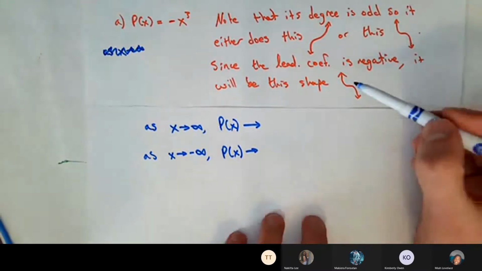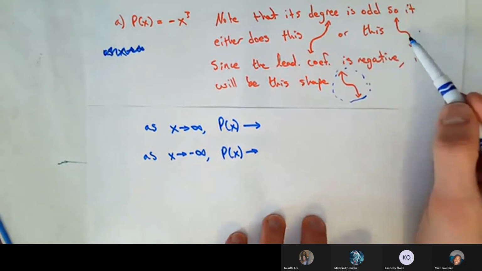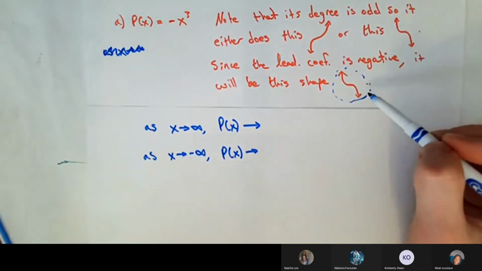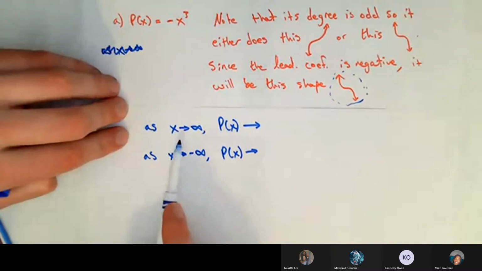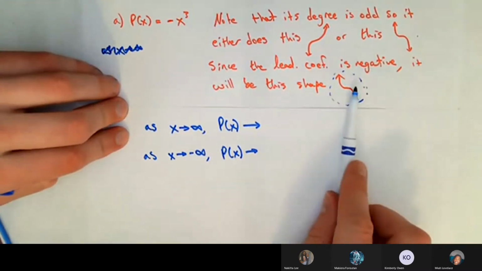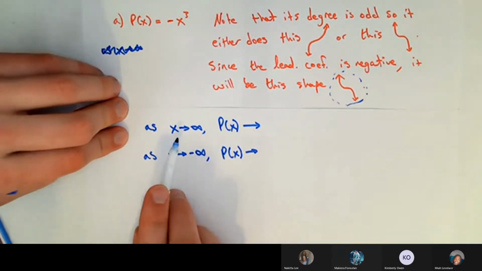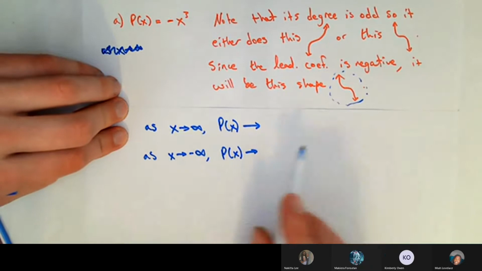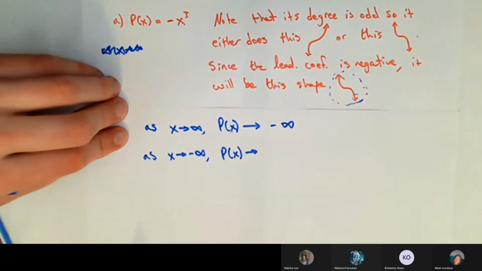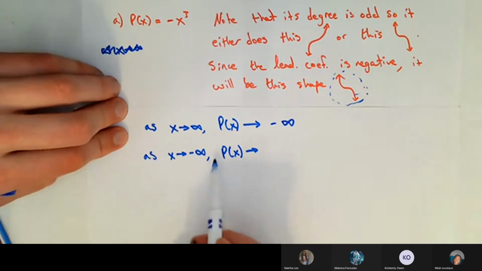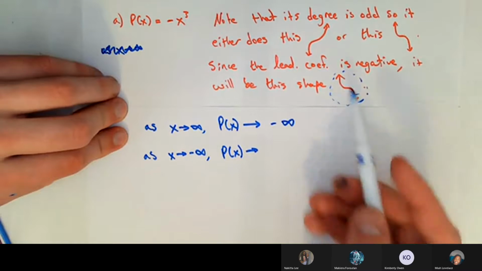So if we know that it's of this shape, because we know that if it's odd, then it's either this or that, and if it's negative, then it must be the second one. So looking on the right side of the graph, the function is pointing down. Recall that as x tends to infinity, that tells us we're looking at the right side. And on the right side, p of x is pointing down. On the left side, as x tends to negative infinity, this is the far left side, the function is pointing up.